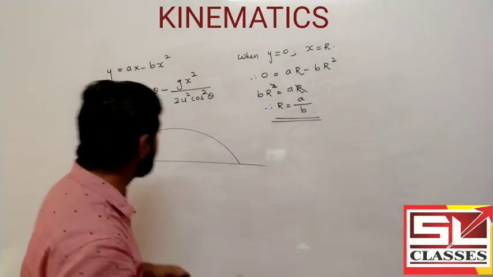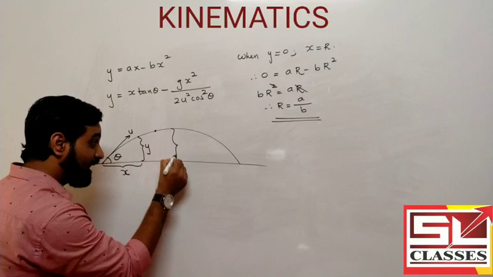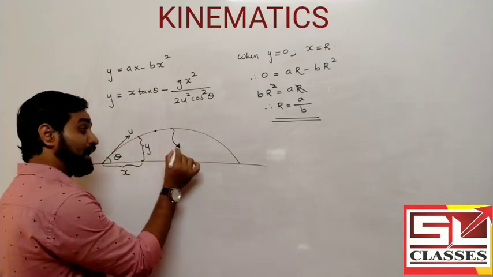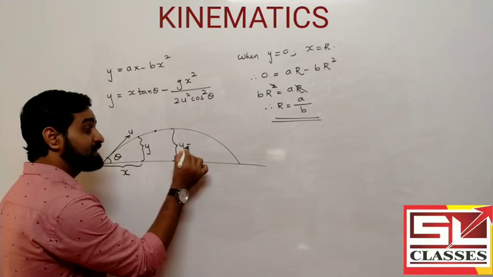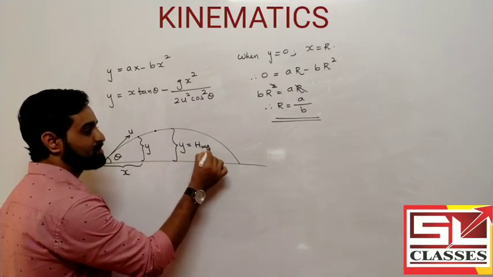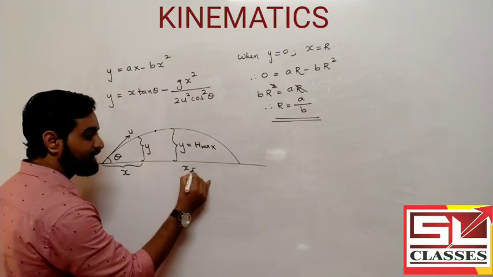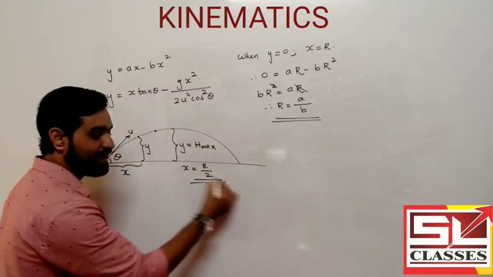Okay, that's the value of range. Now we have to find the maximum height reached by the projectile. What is the maximum height? Maximum height means y is equal to h max. When does y become h max? When x equal to r by 2. Correct?